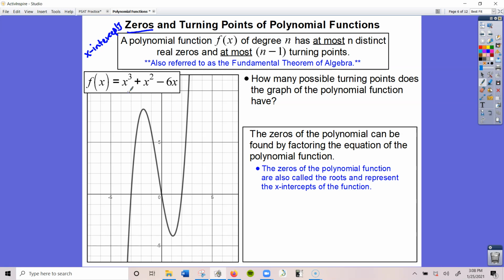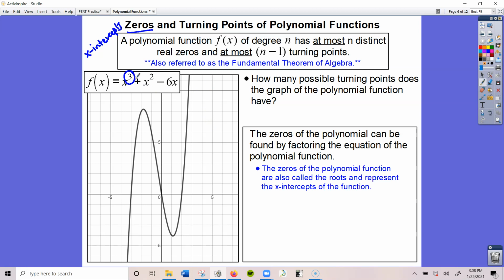Now, based on your equation, you can actually figure out how many x-intercepts you're supposed to have. Whatever your highest exponent is, that tells us how many x-intercepts we should have. So since the exponent here is 3, that means that I should have 3 x-intercepts.